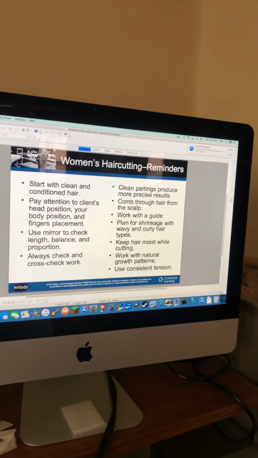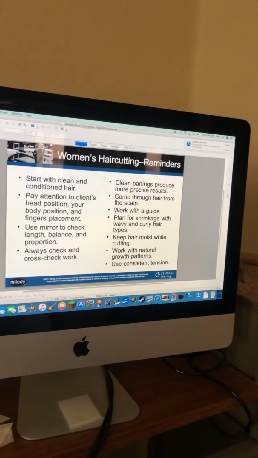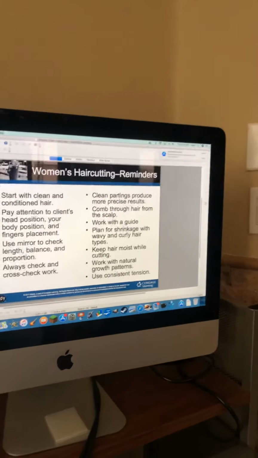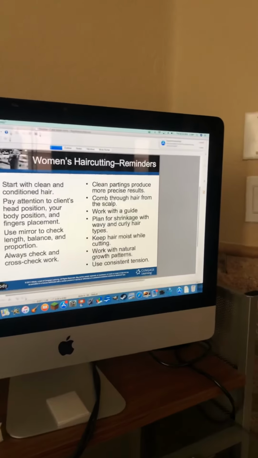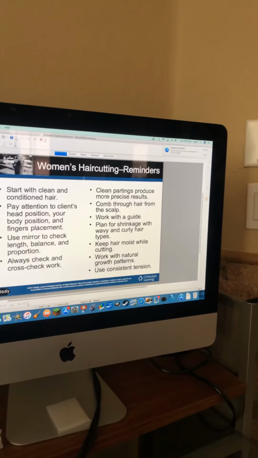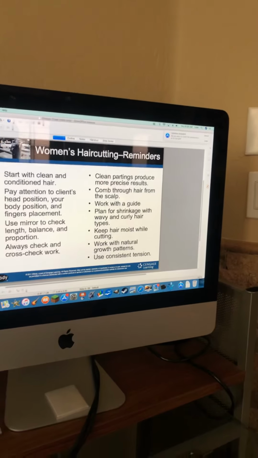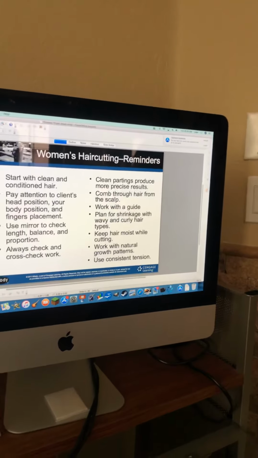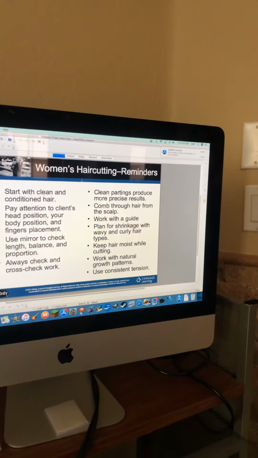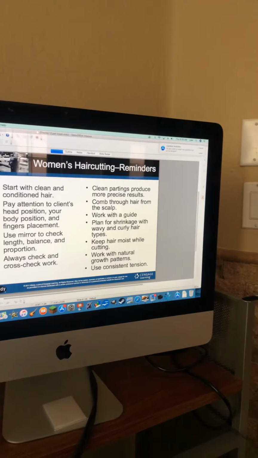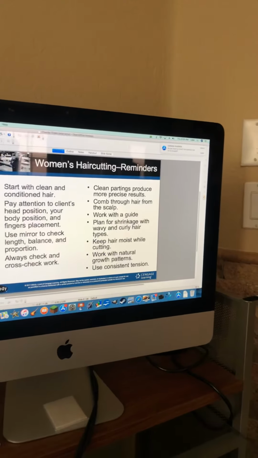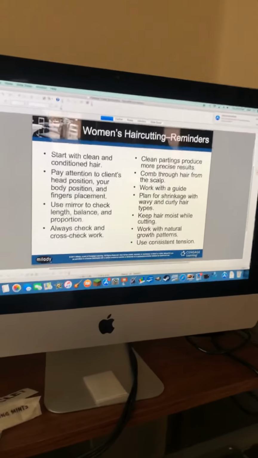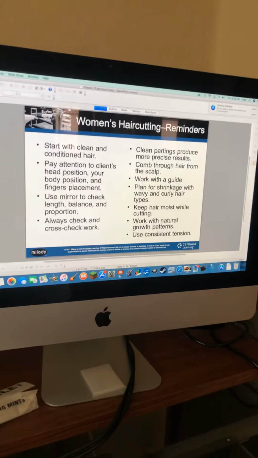Work with a guide. Always follow a guide when you're cutting hair, remember that, no matter what kind of haircut you're doing. Plan for shrinkage with wavy and curly hair types. Whenever a person has curly hair and you cut it, it's always going to be shorter than what you think. Also, when hair is wet, it tends to stretch out and seem longer than it is. Keep hair moist while cutting. Work with neutral growth patterns. Use consistent tension.